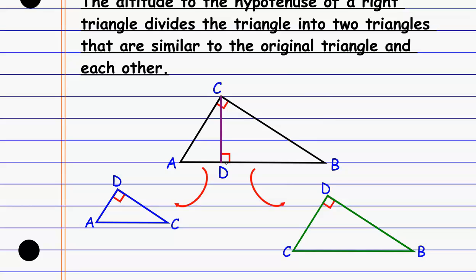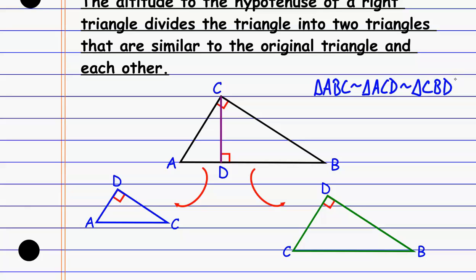The larger original triangle, the small triangle it is split into, and the larger triangle it is split into, these are all similar triangles. The statement I can write is: triangle ABC is similar to triangle ACD, which is also similar to triangle CBD. I just write it as an extended similarity relationship.